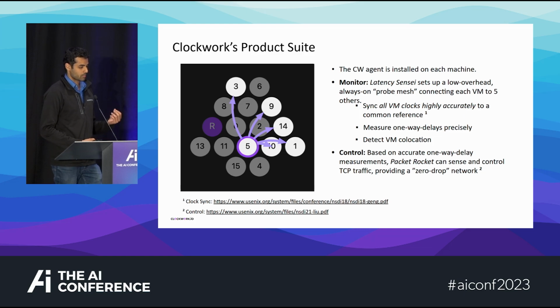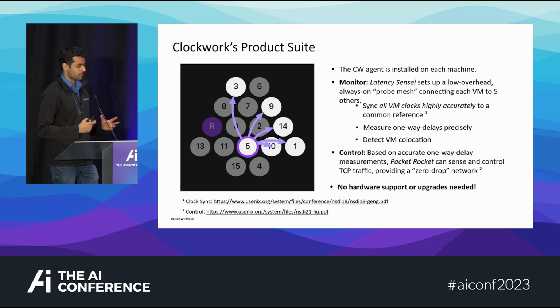We have a technology called Packet Rocket, which is able to do accurate sensing and control at the edge of the network on TCP traffic. The sensing aspect provides us with a number of interesting measurements, such as TCP timeouts, retransmissions, packet drops, and delays at the level of TCP flows. And the control aspect is able to provide the abstraction of a zero-drop network to the user. The important thing to establish is that all of this is achievable purely in software. There are no hardware support or upgrades needed to do monitoring or control through our software solution.